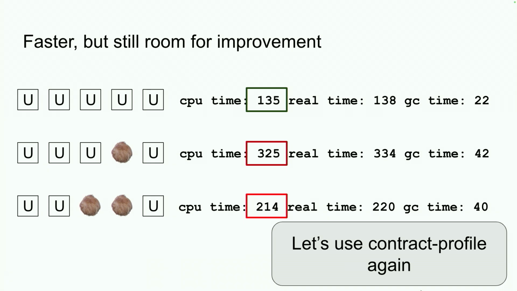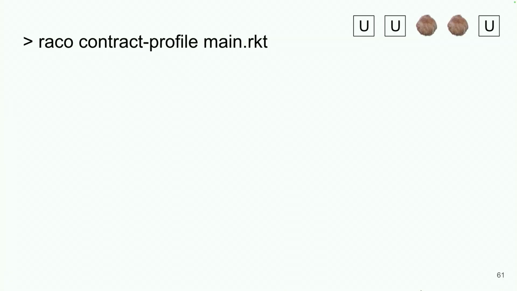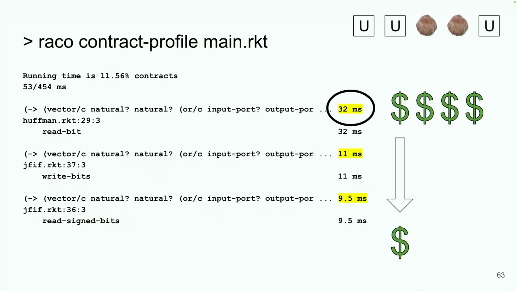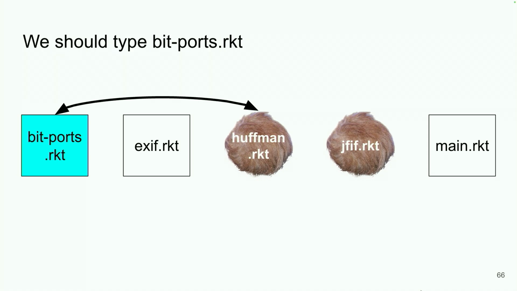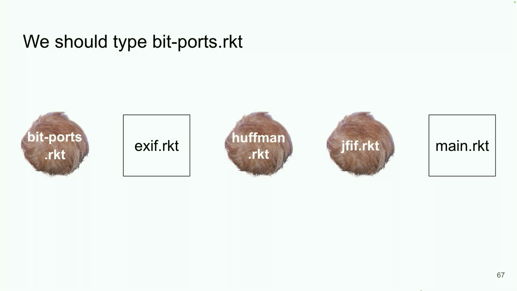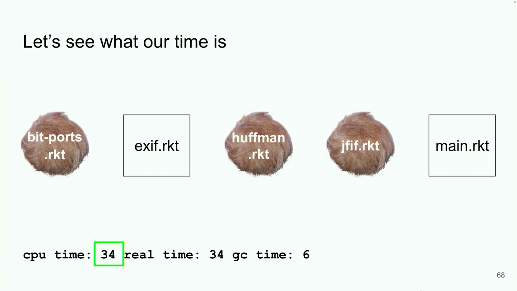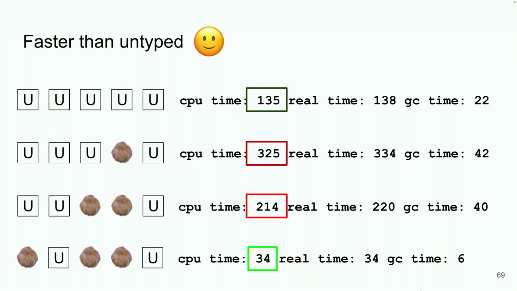Let's use contract profile again. All right, let's do it again. Same deal. This one contract at the beginning is taking up more time than any of these other contracts. Where is it coming from? It's coming from this boundary between bitports and Huffman. So now, let's type bitports, magic wand. Oh. There it is, there it is. The magic was a little slow. All right. So now, we actually have a really fast time, 34.